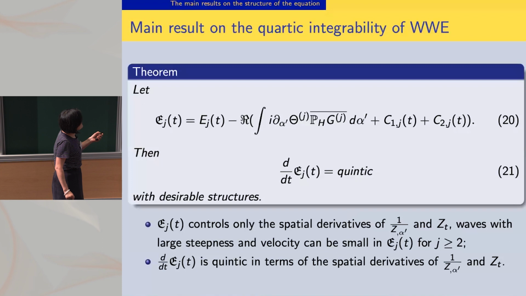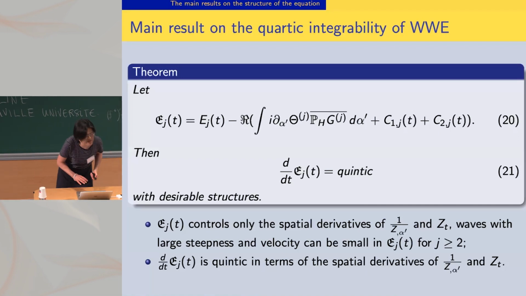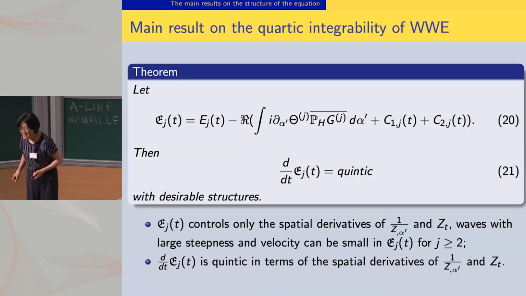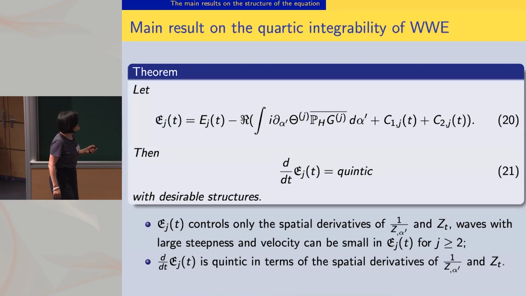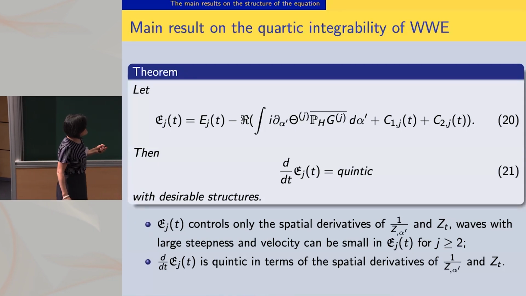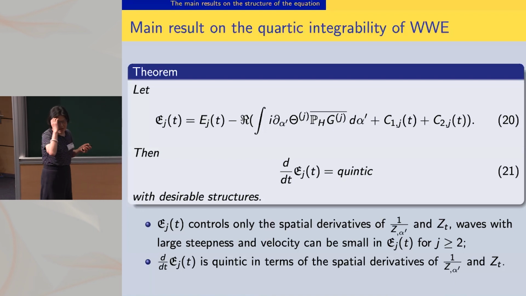Now this is the original energy function, and then these are the characters. You subtract these, and you take the derivative in time. You get something quintic. Okay, so how much time do I have? 15 minutes left. Okay, thank you. So we get quintic. Okay, so this is a remark. This is remarkable.